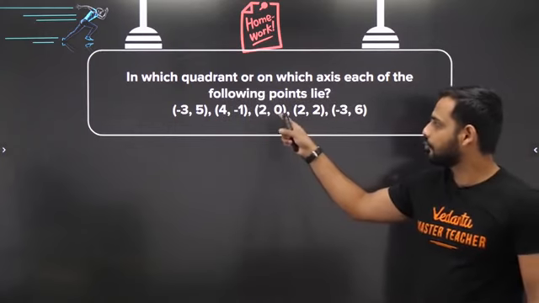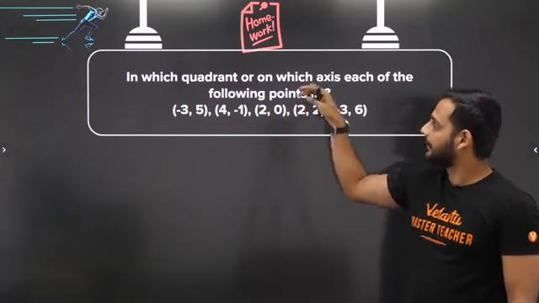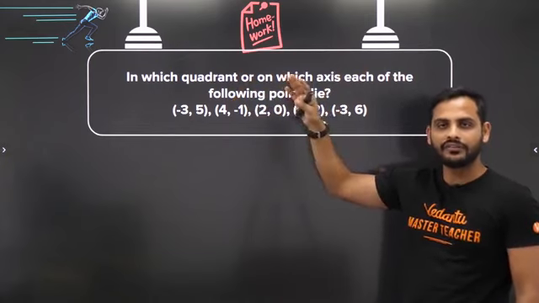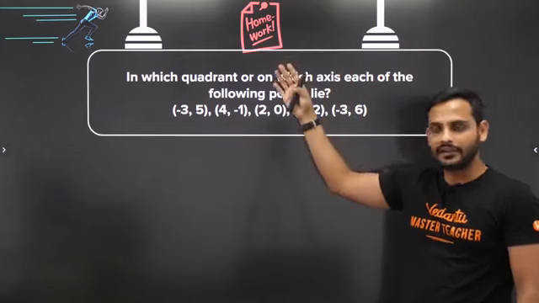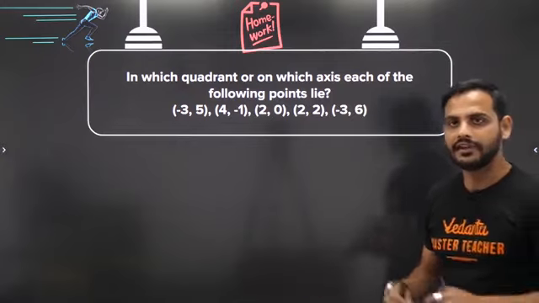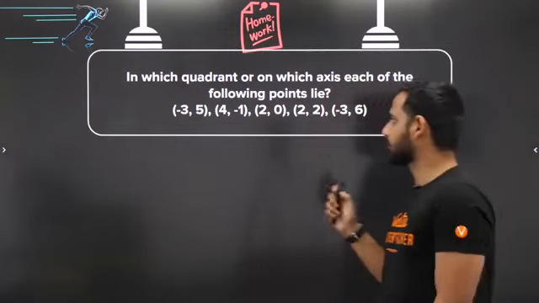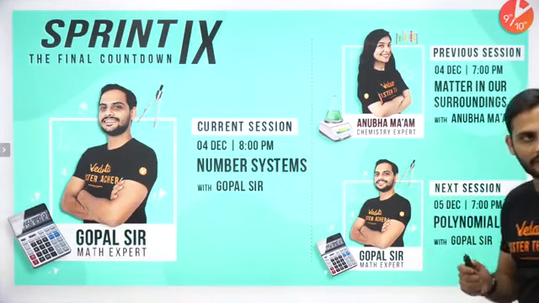And one more thing bachcho, 2, 0, as you know, is lying on the axis. So suppose in the exam also sometimes they'll ask in which quadrant it is lying. If it is a point like this, you have to mention the axis. Okay, an axis does not fall in any quadrant. The x-axis is not in any quadrant. Understand this thing.